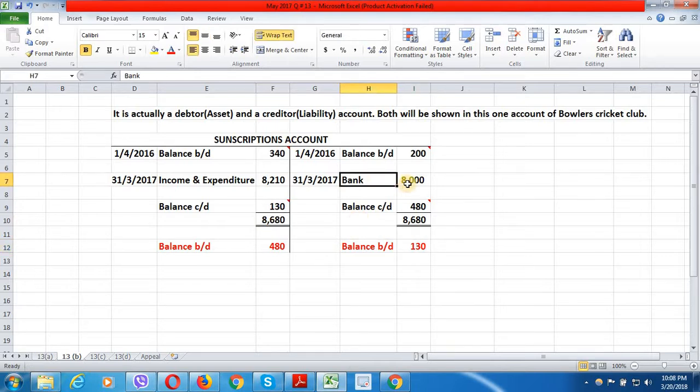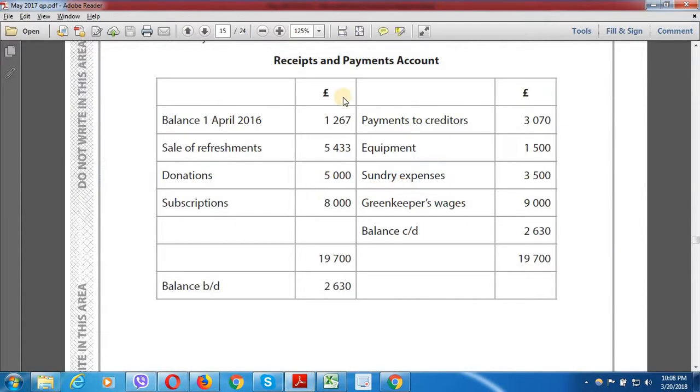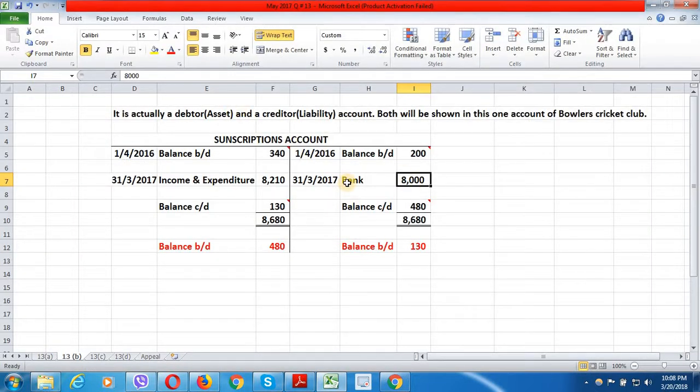Then comes bank 8000. This is the amount which is shown in receipts and payments account. Subscriptions 8,000 pounds. This is actually the amount which has been actually received during this year. So the journal for this transaction will be bank debit, subscription account credit, or receipts and payments debit, subscriptions account credit. That's why this had been shown on the credit side of the subscriptions account.